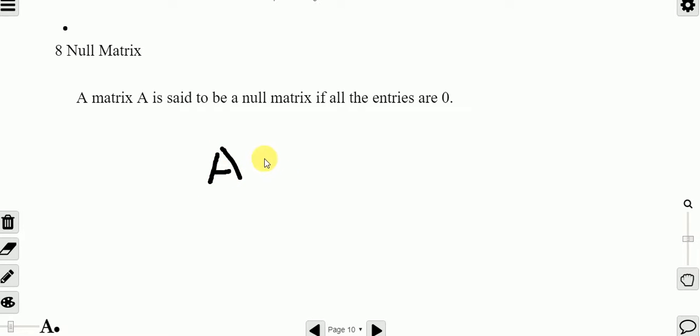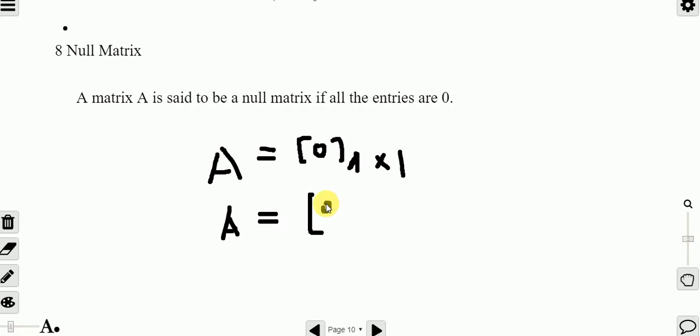Let us just start with 1 cross 1. A 1 cross 1 null matrix is written like this. There is one row, and there is one column. What is a 2 cross 2 null matrix? A 2 cross 2 null matrix is given like this. All 4 entries are 0.